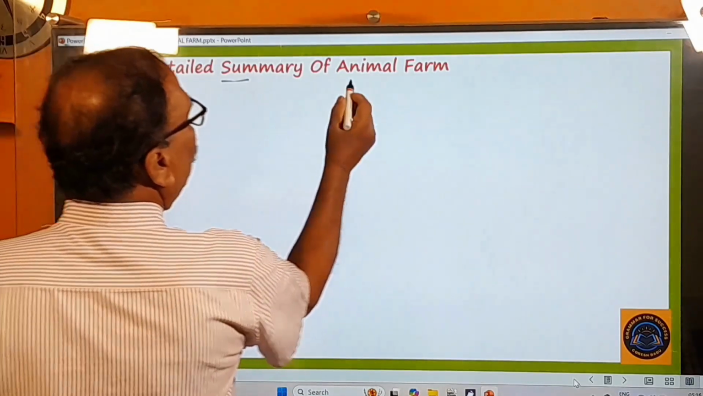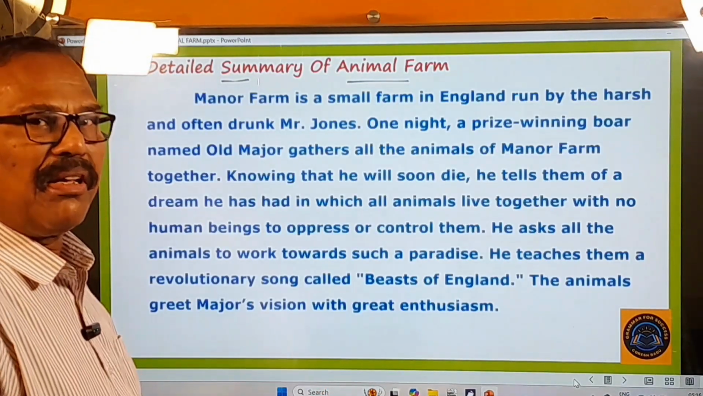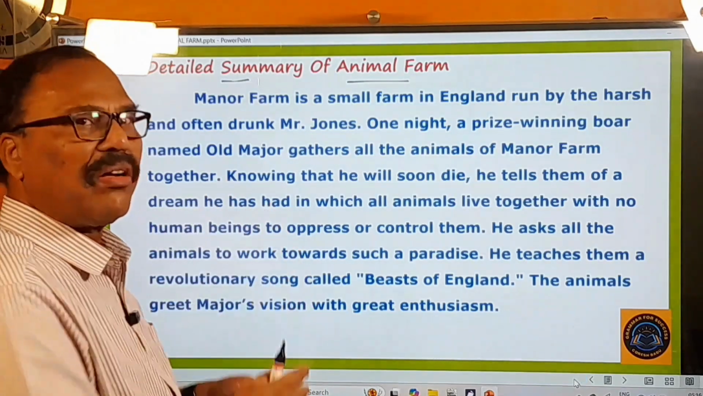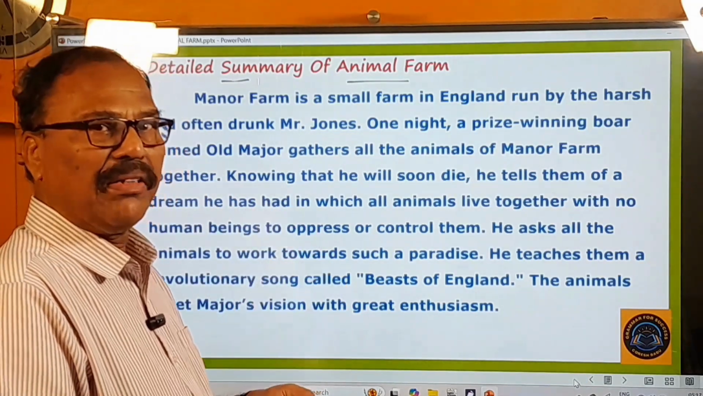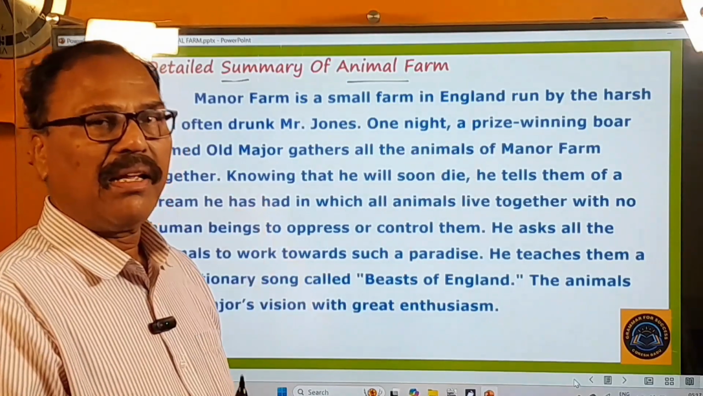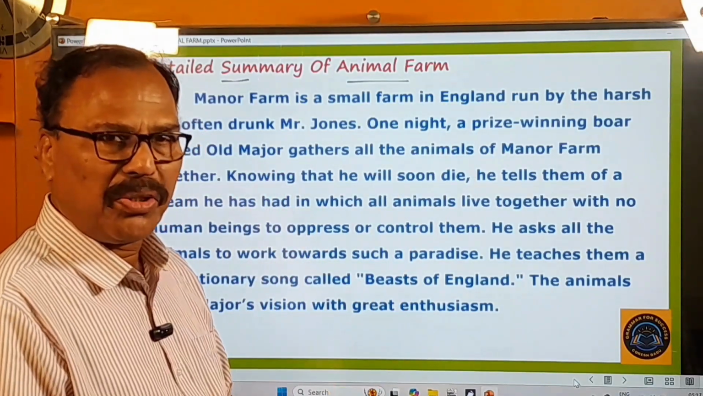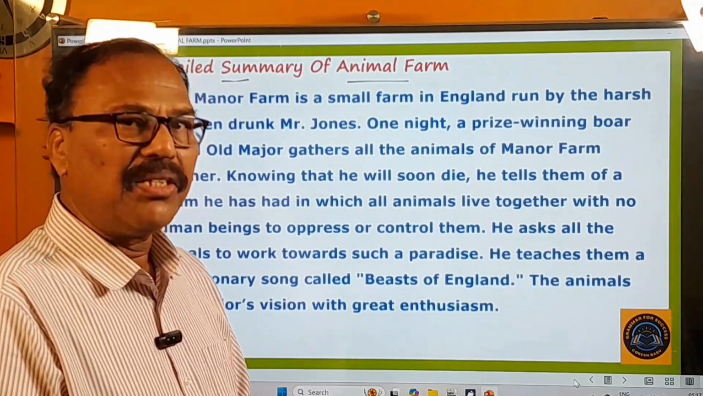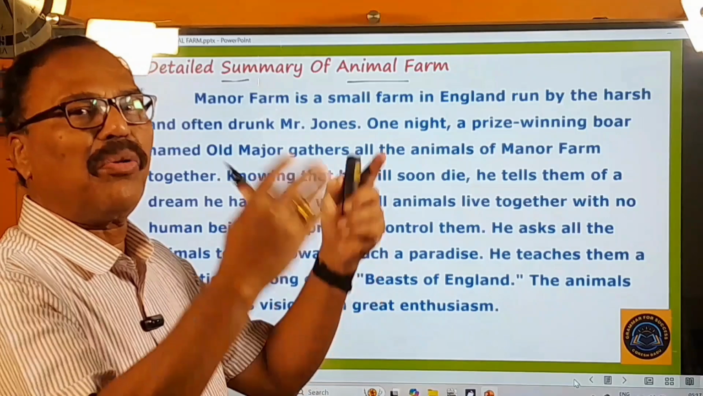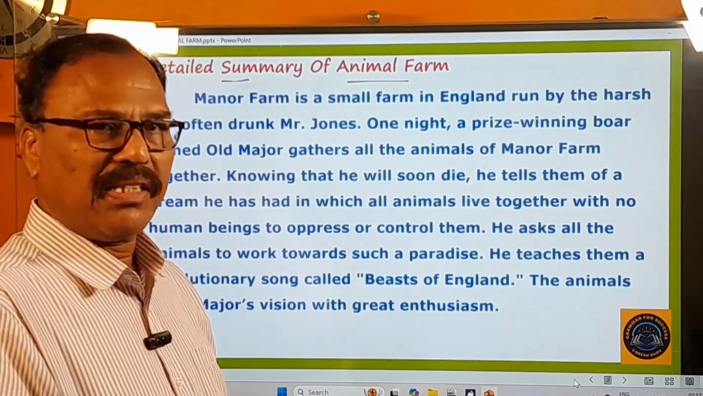Detailed summary of Animal Farm. We are going to learn about this summary. It is a little bit lengthy because it is not a short story, it is a novella. It is longer than a short story and shorter than a novel. Therefore, the summary is also going to be a little bit lengthy. So if you want to know the complete story thoroughly well, you have to listen to this story very attentively.